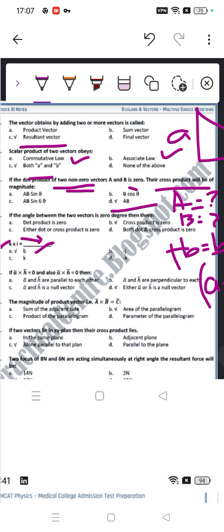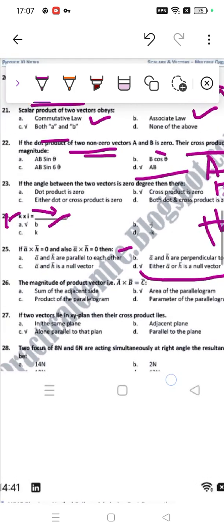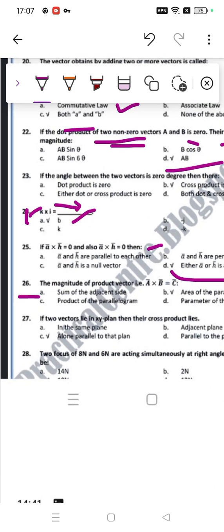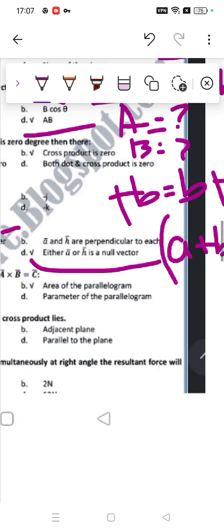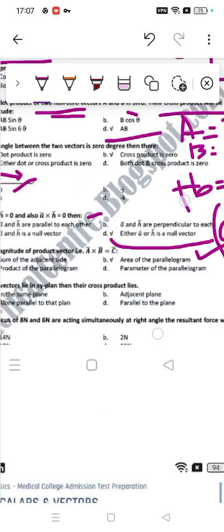If a into b is 0, then either a or b is a null vector. That's why if we multiply we are getting 0. Null vector simply means having magnitude 0. If you multiply any digit with 0, we'll get 0. So either a or b is a null vector, that's why we are getting the answer 0. And then the magnitude of a into b is equal to c, so that's called the area of a parallelogram, which is also one kind of method we need to study.